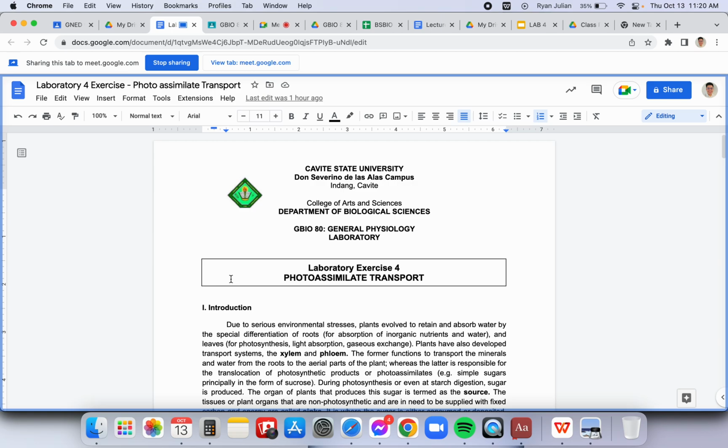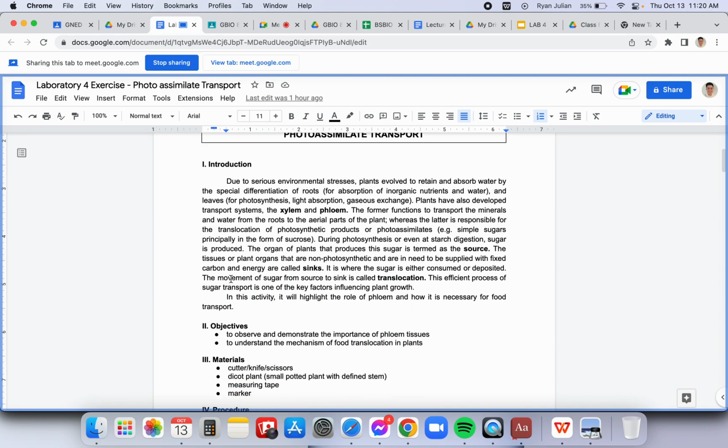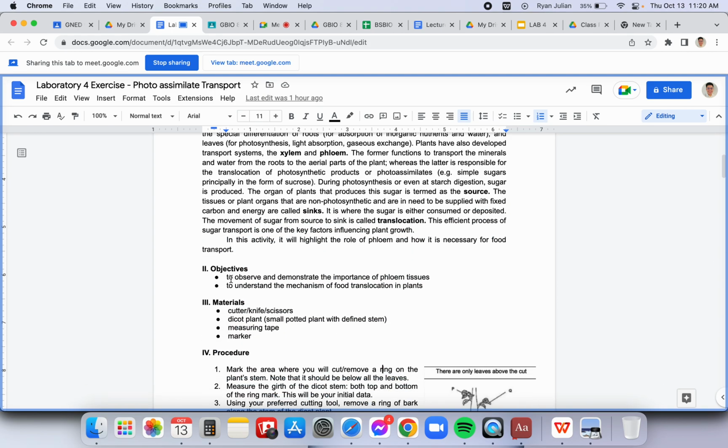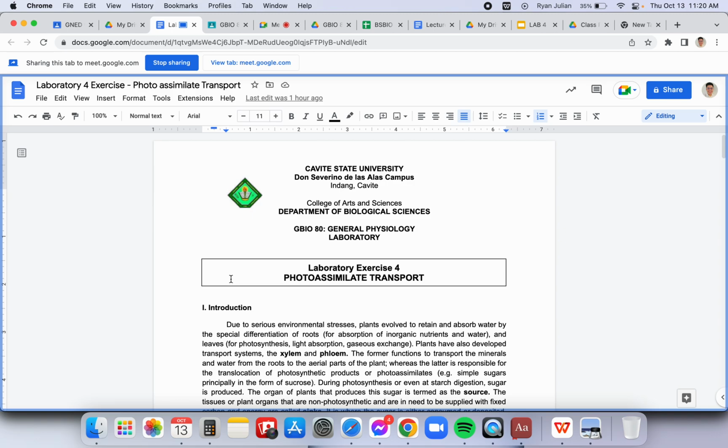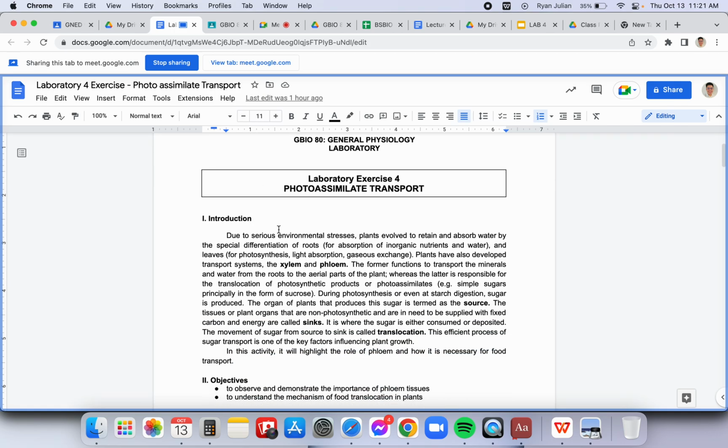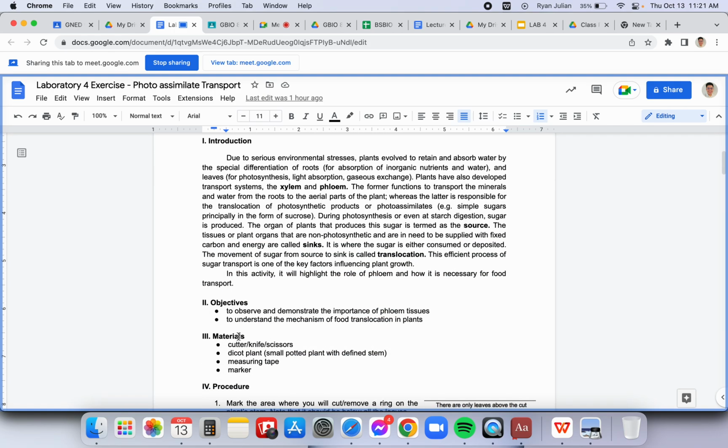I'm still thinking if I should do it individually or by group, because you'll be having a reporting again next week. So this is our Lab Exercise Number 4, the photoassimilate transport. You can see the introduction as well as the objectives and materials here.